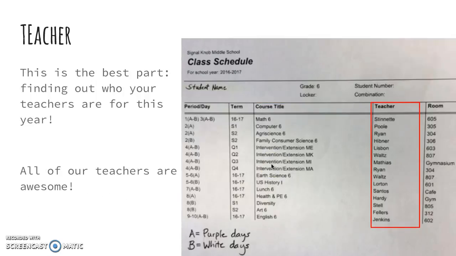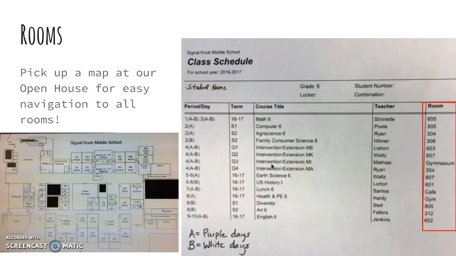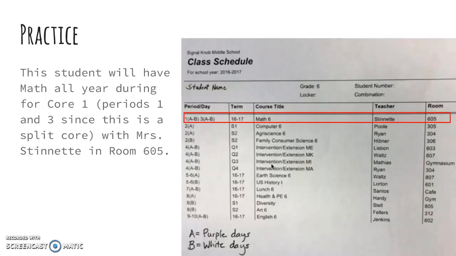Now let's move to the teacher column. This is the most exciting part of the schedule because all of our teachers at SKMS are ramtastic. The last column lists the room number. You can pick up a map of the school at our open house for easy navigation to all rooms. The remainder of this tutorial will take you through some practice.